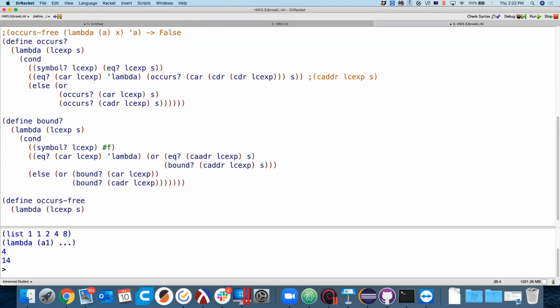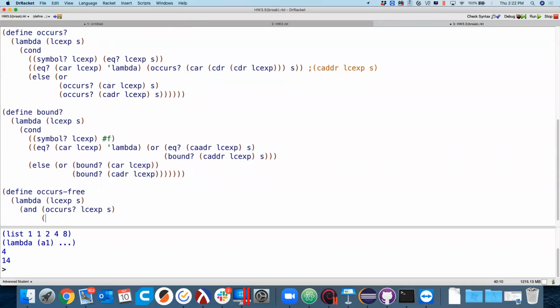So occurs free in this guy means it occurs in lambda calculus expression S and is not bound in lambda calculus expression S.